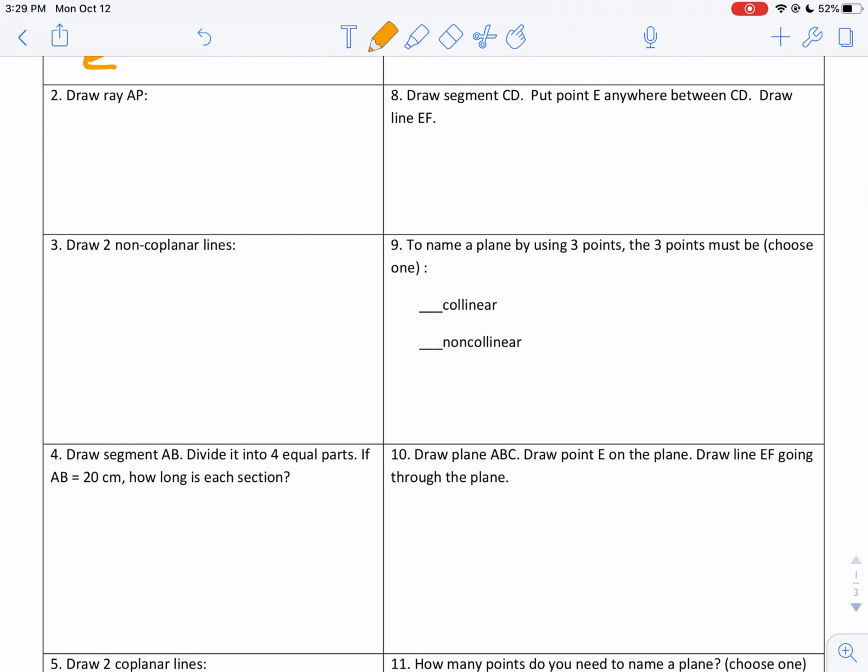Okay, so again, that means that these 2 lines are not on the same plane. So I'm going to draw a plane first, and I'm going to put 1 line in there.